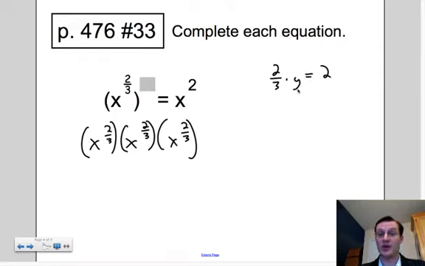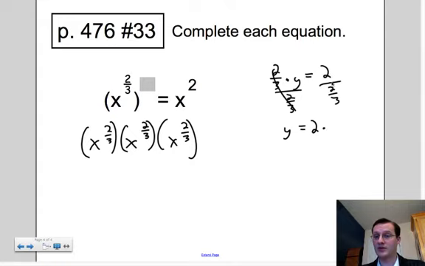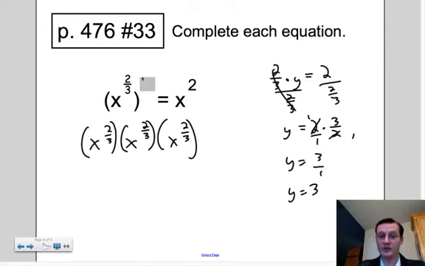Well, we could just literally solve this equation because we know we're multiplying these two. That sets up a nice little equation. 2/3 times y is 2, but you can divide by 2/3. When you divide by a fraction, you're going to keep, change, flip. Keep, change the division to multiplication, and flip this upside down. Put this over 1, and you notice y equals 3 times 1 is 3, 1 times 1 is 1, or just y equals 3.